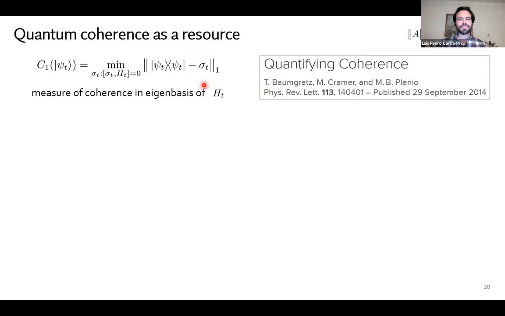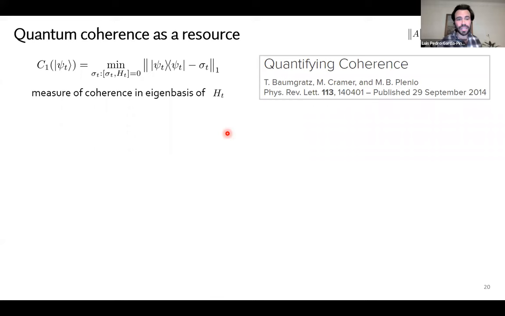This is a measure of coherence with respect to the eigenbasis of your operator H. Coherence depends on which basis you're talking about. You focus on H as a particular reference operator, and then this checks which state you're closest to, where these states are all diagonal in energy. So if you have an energy eigenstate, this is zero, because you can just plug in the energy eigenstate, and this gives you a zero distance. So this is a measure of coherence.